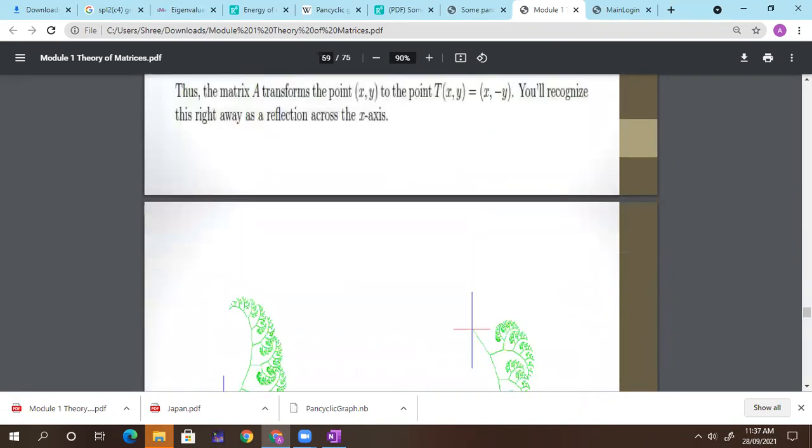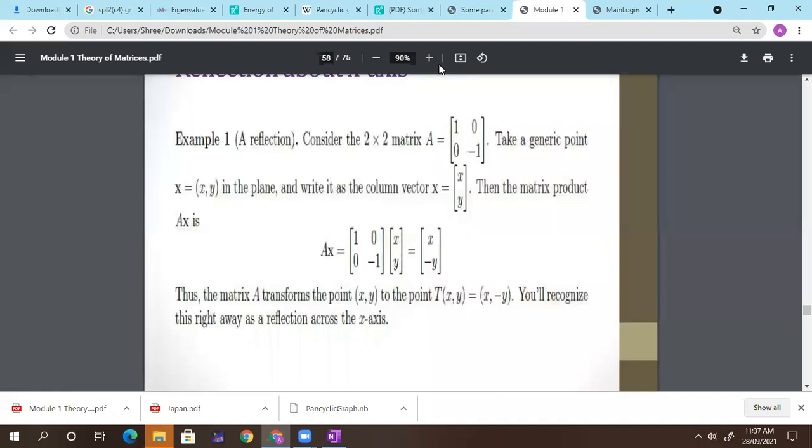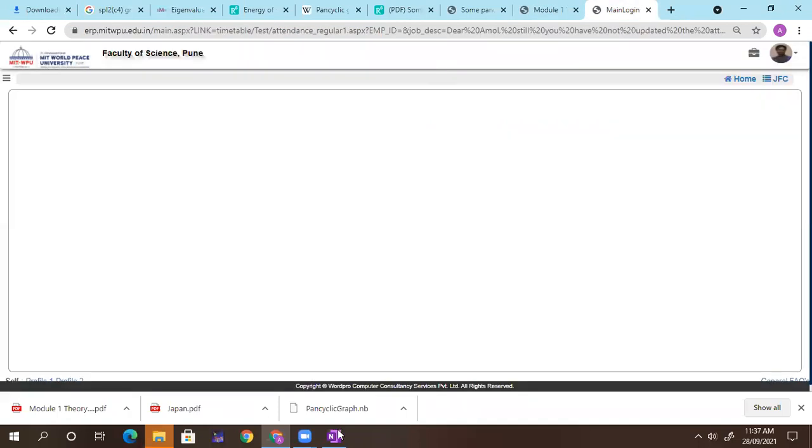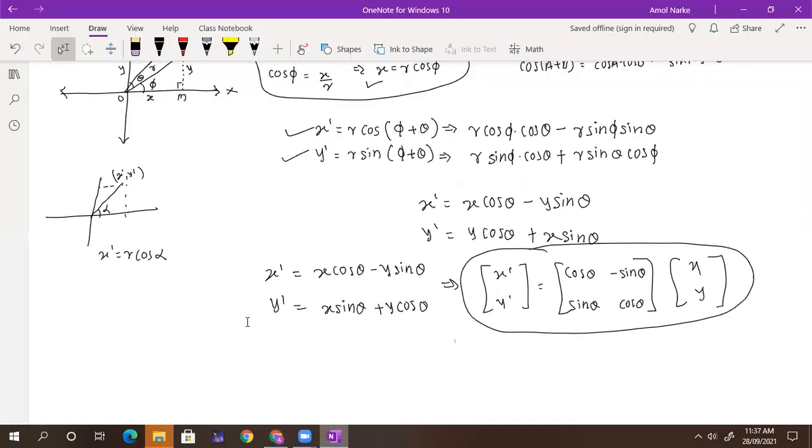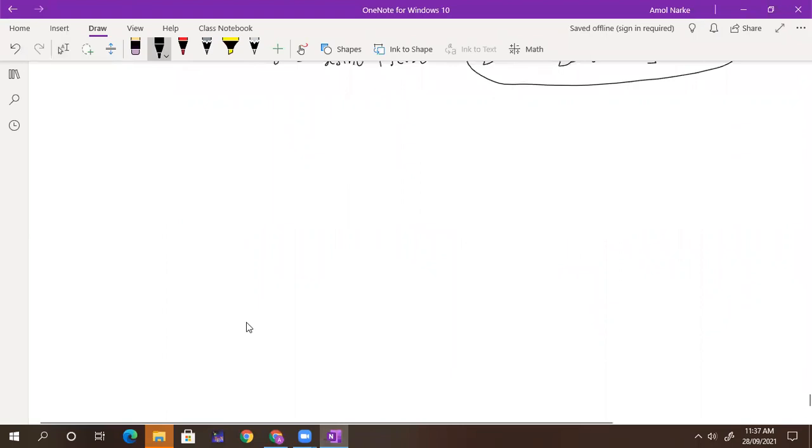What is reflection? Reflection about x-axis. Just give me a minute, I will explain it here. So what is reflection? Suppose you have some figure here, say a triangle, and I want to reflect that triangle with respect to the x-axis. Tell me how that triangle looks. It looks upside down. Yes or no? Exactly.